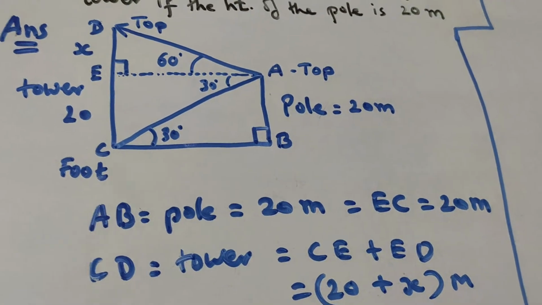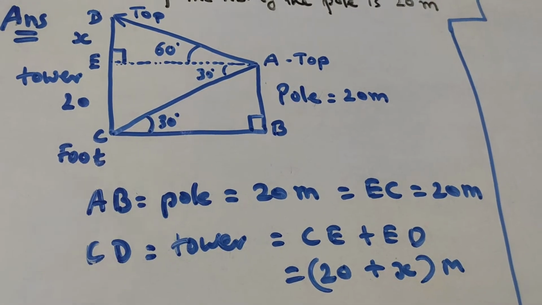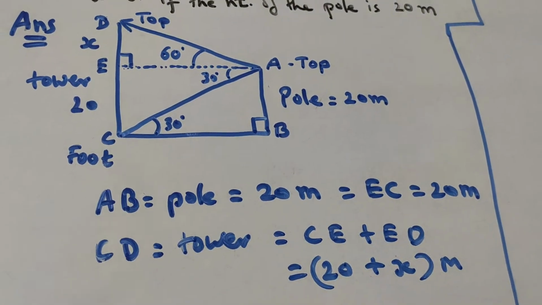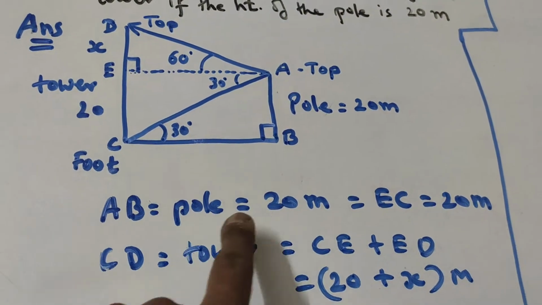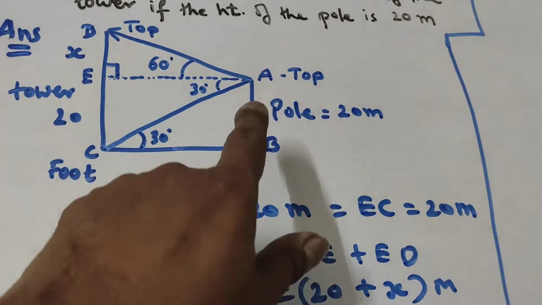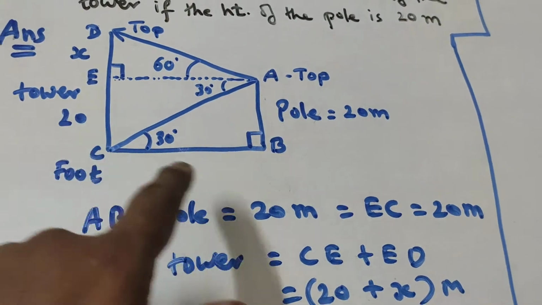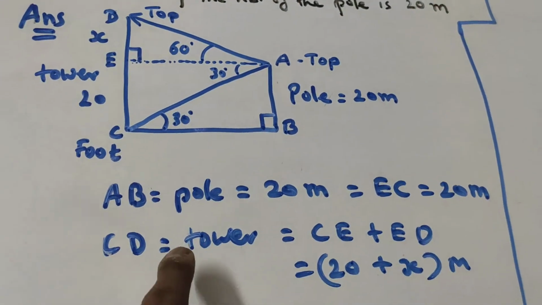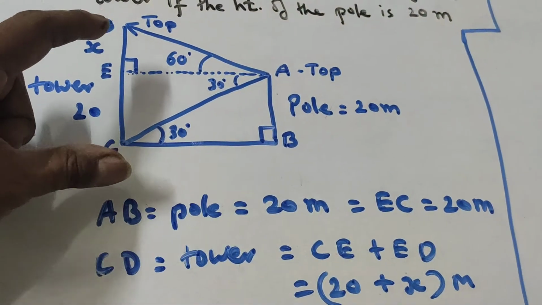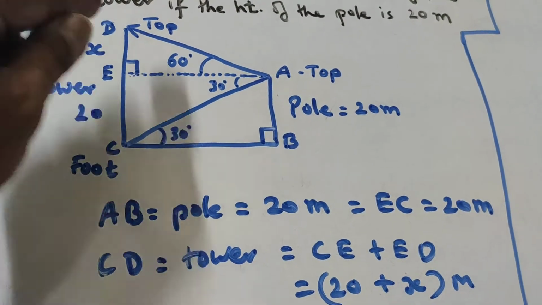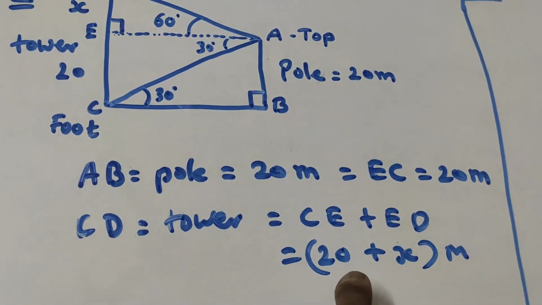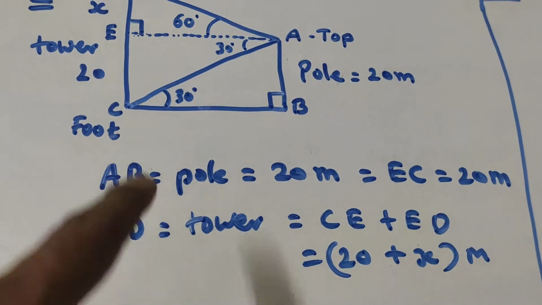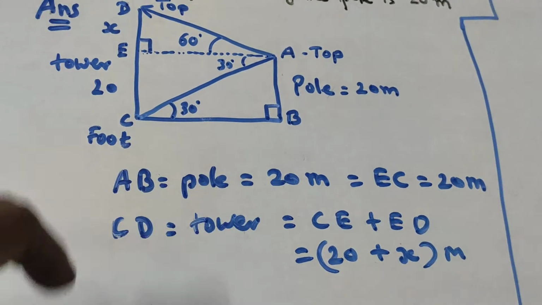Okay, so we are going to write the things that are being provided to us. So AB is equal to pole is equal to 20 meters and AB is equal to EC, therefore EC is also 20 meters. Now CD is equal to tower, so tower is equal to CE plus ED. CE is 20, 20 plus X meters. So the height of the tower is 20 plus X.